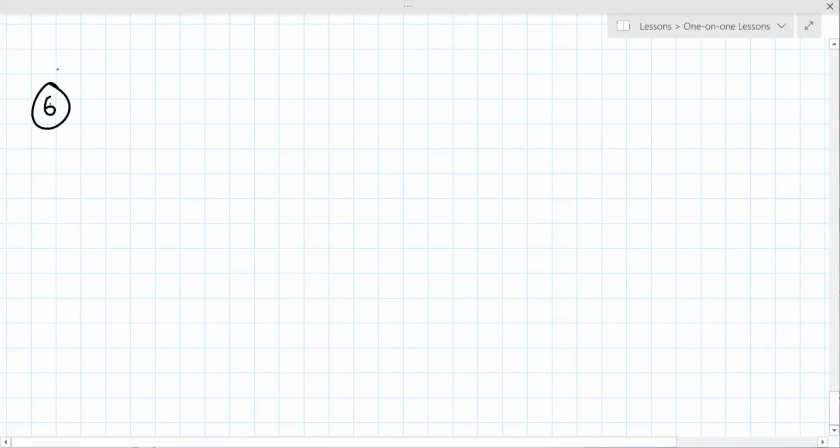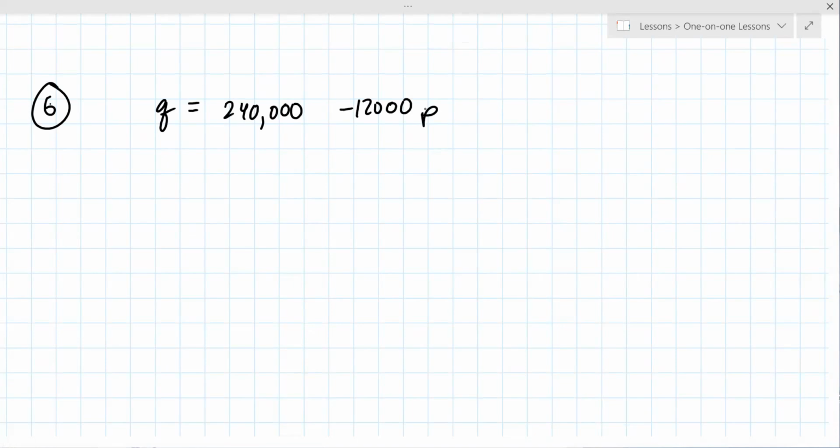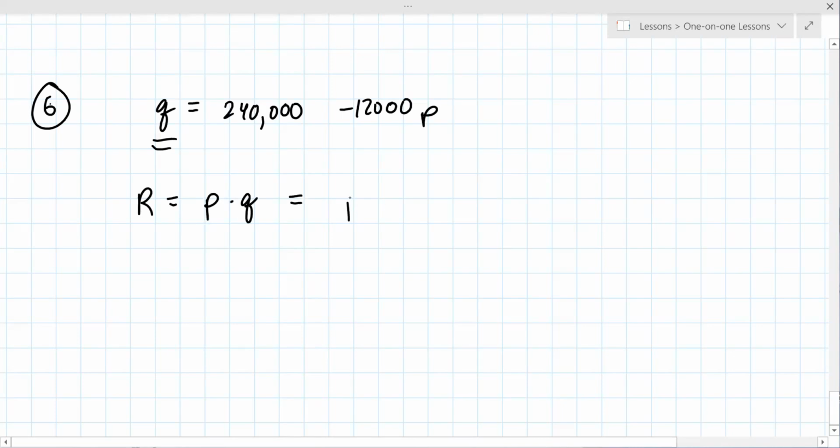Okay. So this time I'm just going to write the equation. These aren't fitting in real well. All right. Okay. They give you the quantity. This is quantity. Quantity is a function of price. And they want to know the revenue. So revenue is price times quantity. So in this problem, it's price times 240,000.